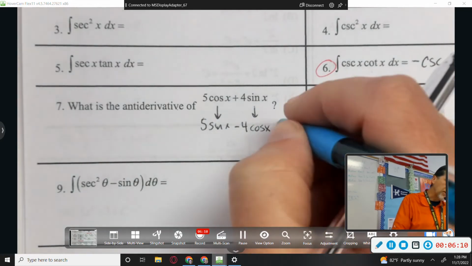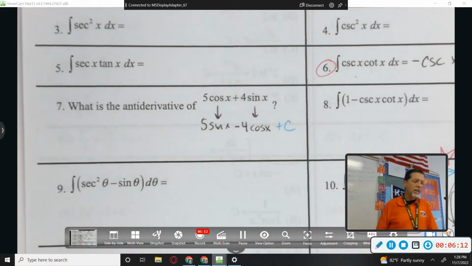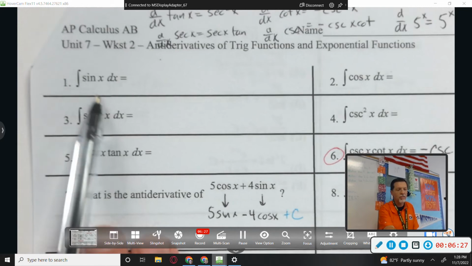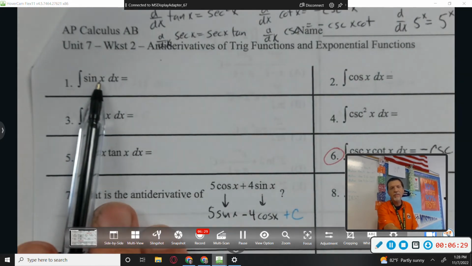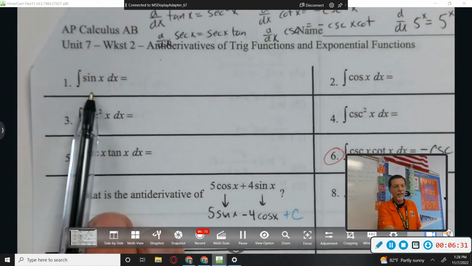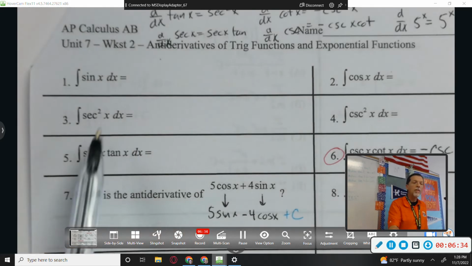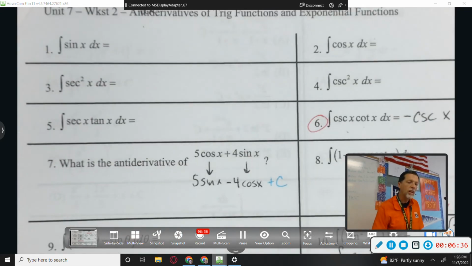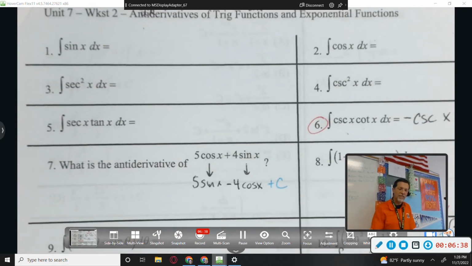And we still need a plus c on there because whatever the constant at the end is would get derived away. Do we still have to up the exponent? Up the power? That's only if it's x to some power. So you don't do that with sines and cosines. So this is not going to be like sine squared over 2. The antiderivative of sine is negative cosine. The power rule only works for just x's.